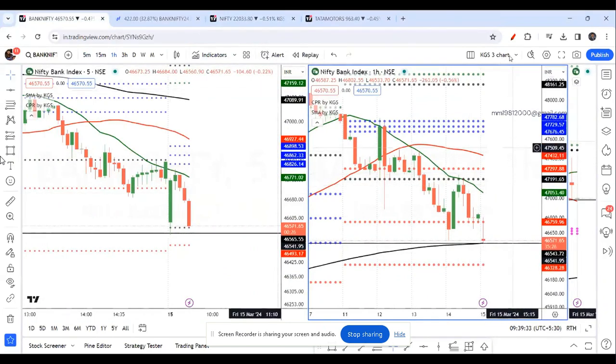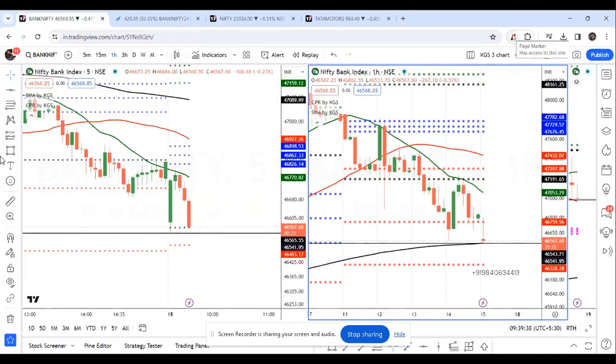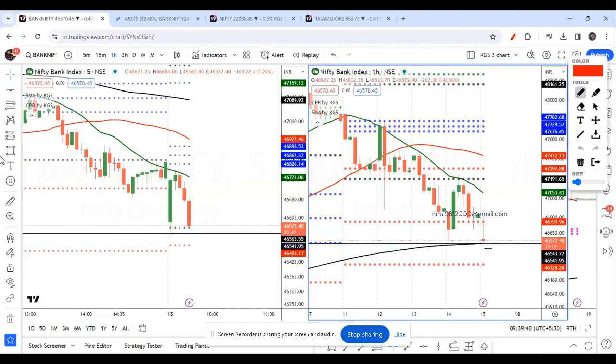Below weekly CPR and below daily CPR, it's a high probable trade, right? See, it's a high probable trade, but think about this 200 SMA also. If there is no 200 SMA, then we can go for a short there itself, no problem.